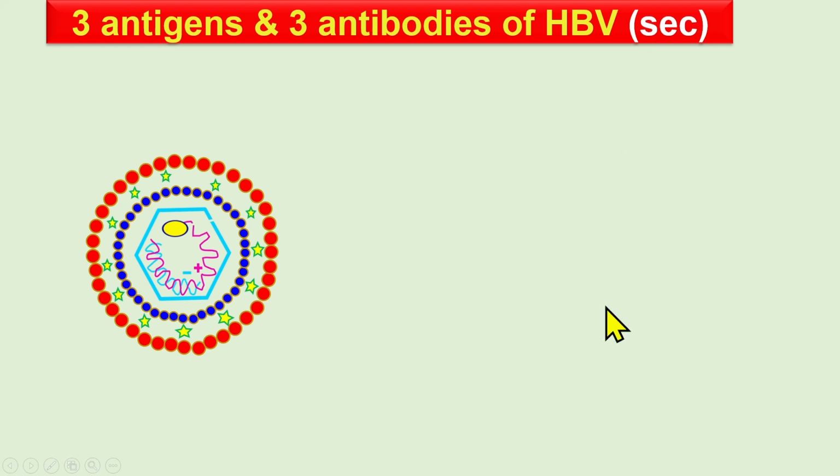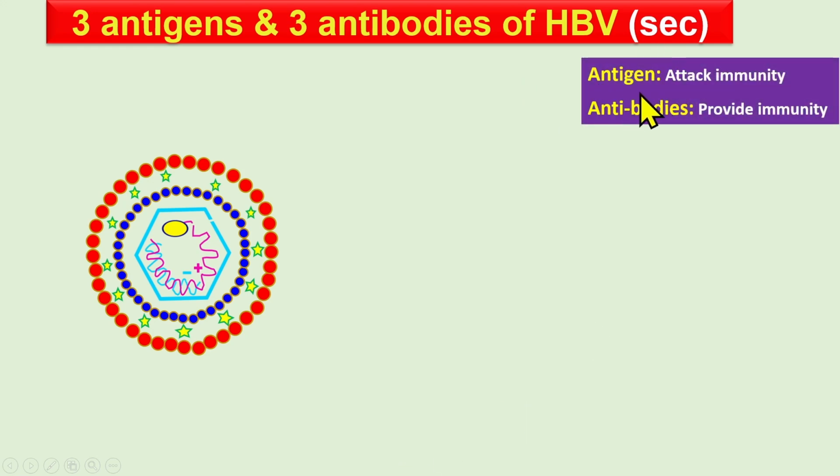So these are actually the three antigens. We are coming back. First of all, what is an antigen? An antigen comes from the virus, which attacks the immunity. In response, the human body's immunity activates and forms antibodies. So the antigens are present in the viral structure, and the antibodies are produced by the human, which provide immunity. So what are the three main antigens?